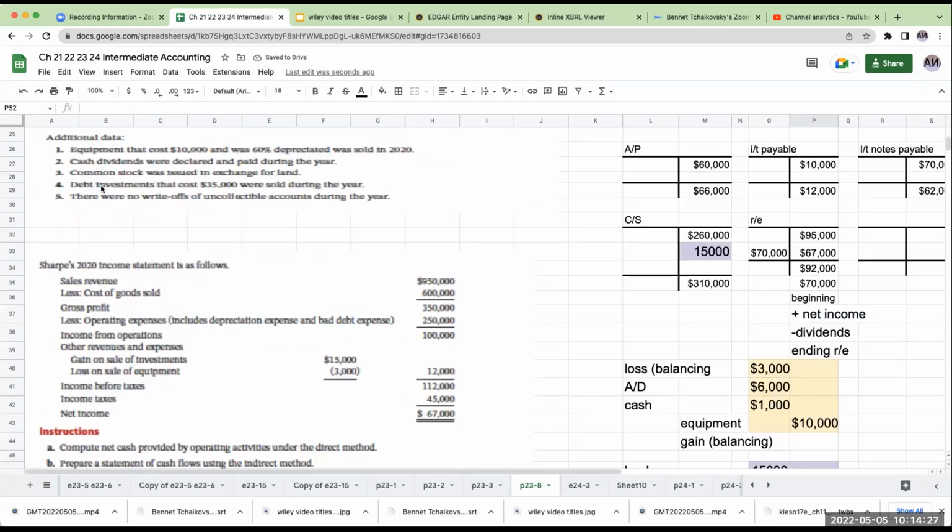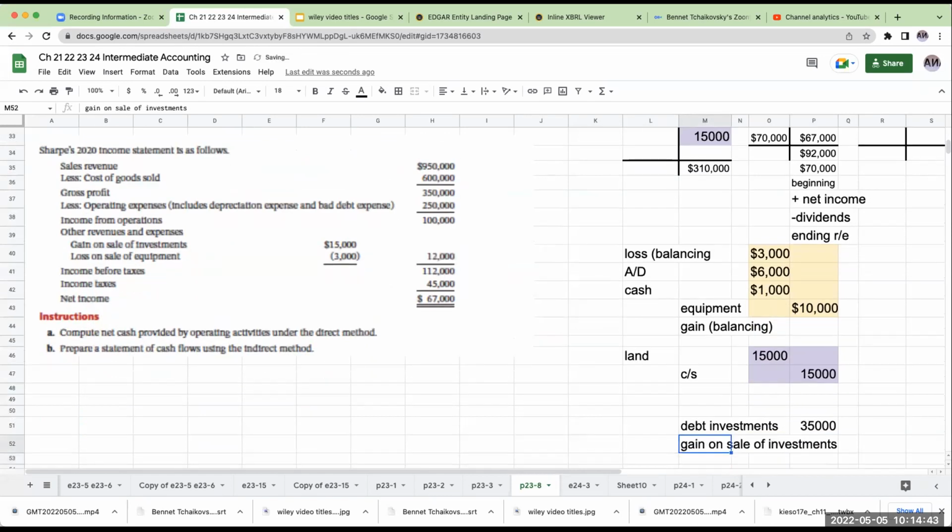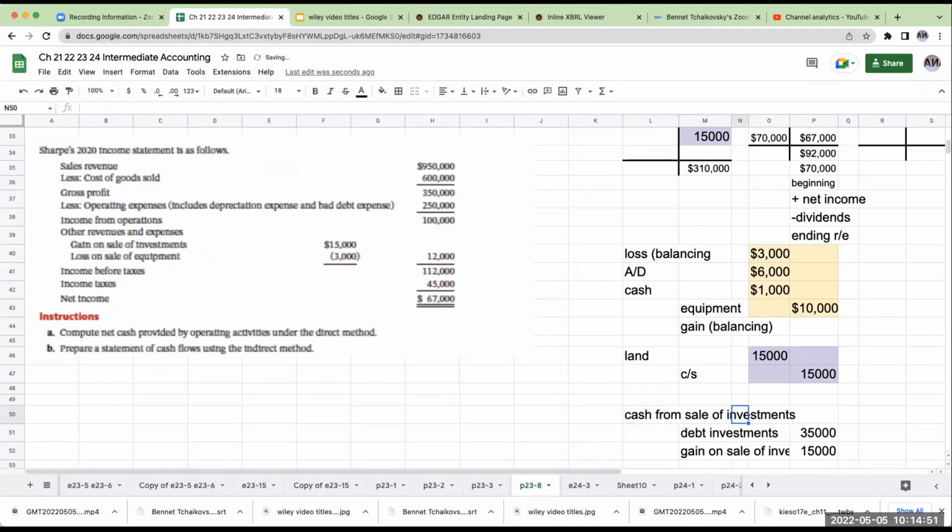Debt investments that cost 35,000 were sold during the year. Now, how much cash did I receive? Well, I had a gain on sale of investments. The gain on sale of investments would show up as a credit balance. So the cash from sale of investments would be right over here at 50,000.